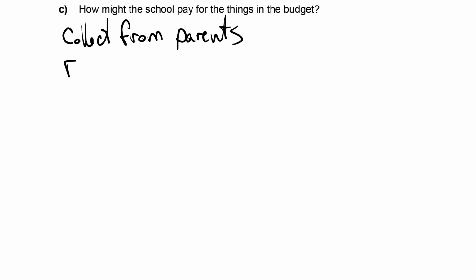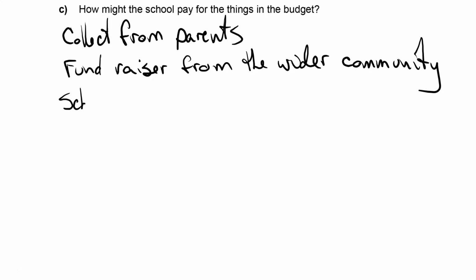How might the school pay for things in the budget? Well, they could collect money from parents. We could hold a fundraiser of some kind, try to get money from people other than parents. We could ask the school board for some money, who get their money from the taxes that people pay. Or we could make our students get a job.